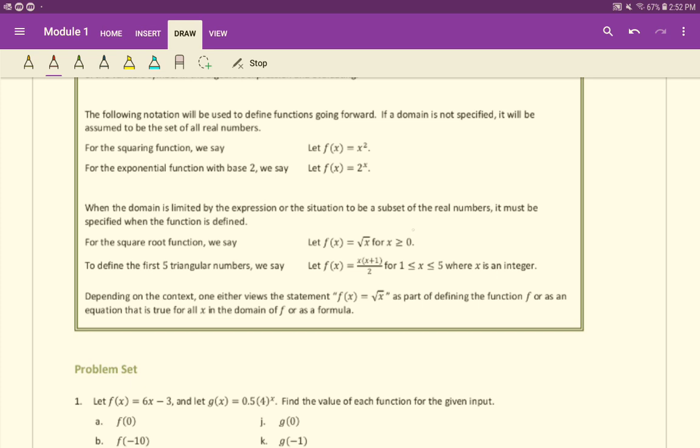Here we have another example of a limited domain where x is greater than or equal to 0. And here's another limited domain right here too.